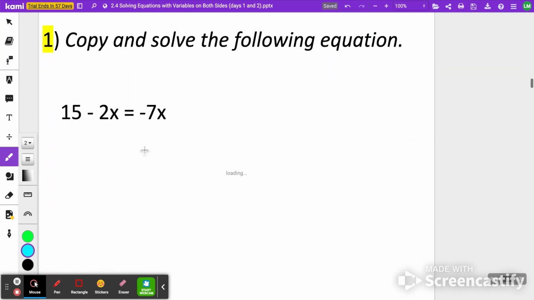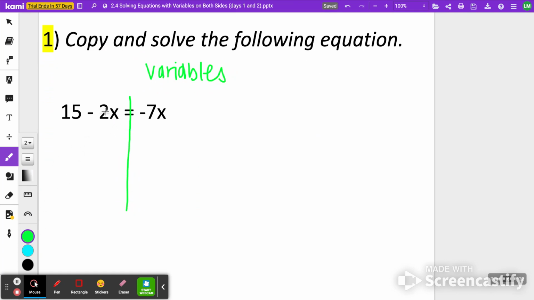All right, here's our first example: 15 minus 2x is equal to negative 7x. Again, what I told you to do is put the variables on the left-hand side. However, this one is actually easiest if you move the variables to the right-hand side. So I'm going to show you what that looks like first. That means I want all my variables over here. One thing you could do is just label what side you want your variables to be on. That way you know you're only moving those things over there.